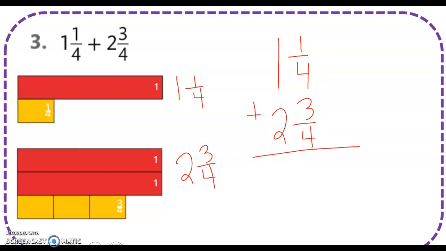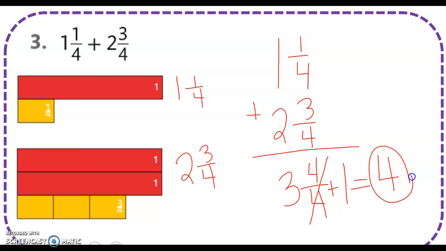I'm going to start with the fraction column. This one's a little bit easier. Add the numerators. 1 plus 3 is 4. My denominator stays the same, and then I add my whole numbers. 1 plus 2 is 3. So my answer is 3 4/4. However, you should be able to look at the 4/4 and say, wait a second, that's a whole number. So I'm going to add my 3 to the whole number, and my final answer is 4.